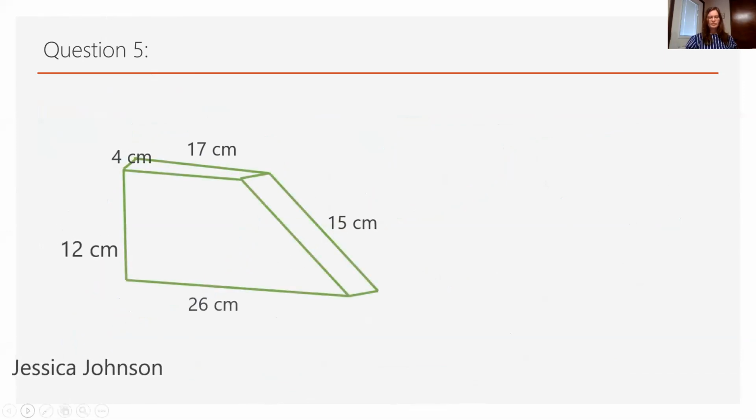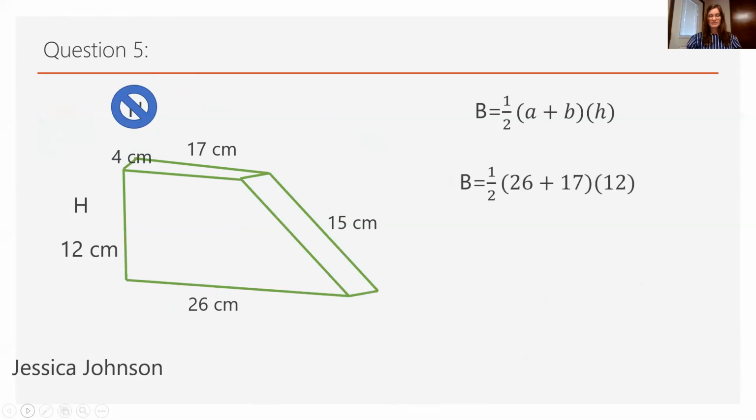Take our right trapezoidal prism and turn it over like I have here for just a moment, because I don't want you to get confused on the height, because 12 centimeters is the height and not 4 centimeters. First, find the area of one of the bases of the prism by using b equals 1/2 times a plus b times h, where a is one of the bases and b is the other base of the trapezoid. Take 1/2 times 26 plus 17 times 12, which equals 258 centimeters squared.